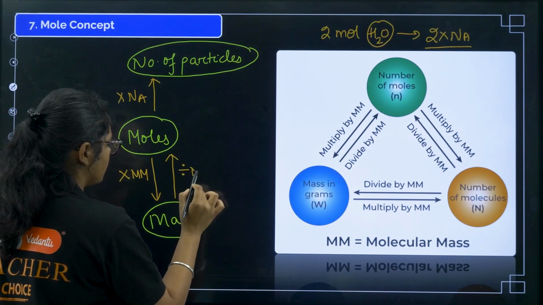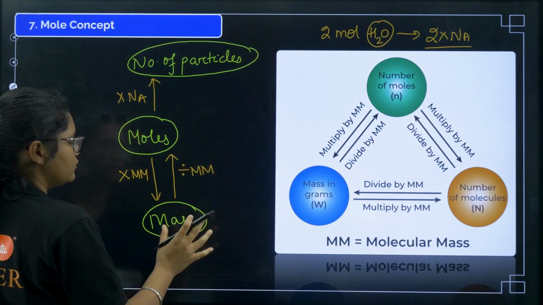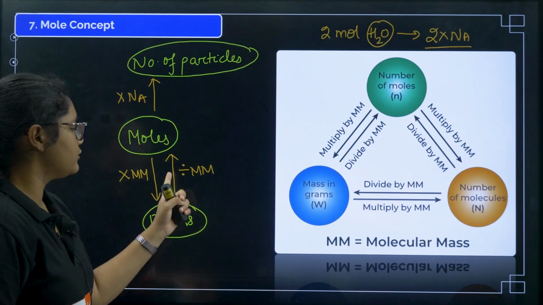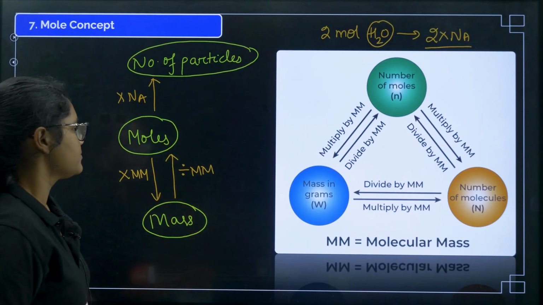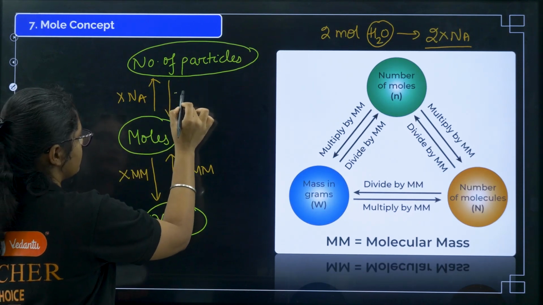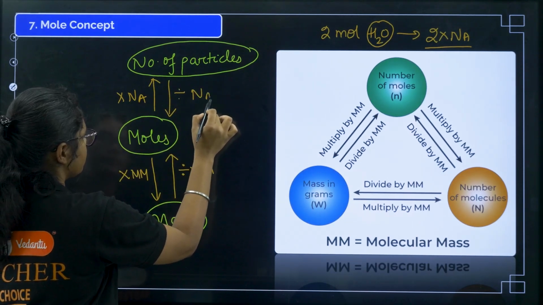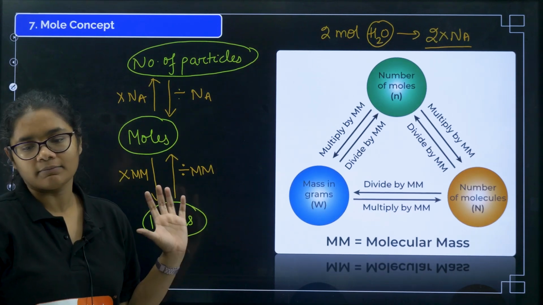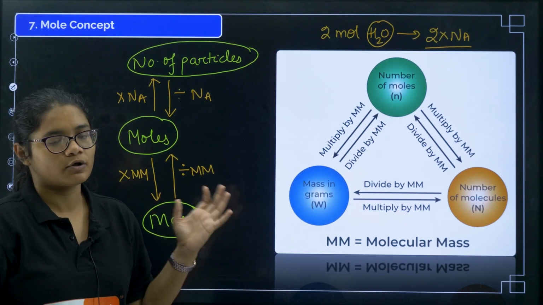Now if mass is given and you want to calculate moles, then you need to divide with molar mass. You know the mass and you want to calculate the number of moles, then you need to divide with the molecular mass. And similarly, if you know the number of particles and you want to calculate moles, then you need to divide with the Avogadro number. Okay, I want every one of you to understand this and remember this. This will be very, very helpful to solve questions.